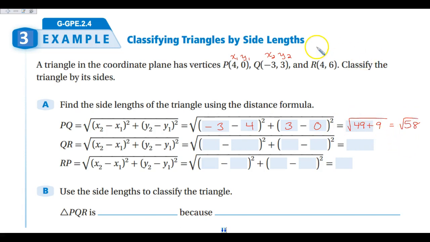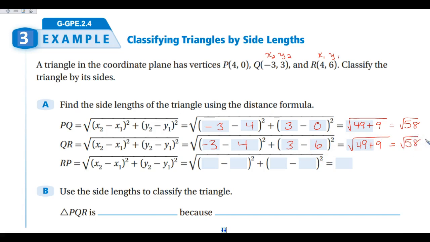All right, so let's look at QR. I'm going to go ahead and just leave Q as labeled x2, y2. It doesn't matter. And I'm just going to label R as x1, y1 now, since I'm looking at these two. So I'm going to do x2 minus x1, so I'm going to do -3 minus 4. And then my y2 is 3 minus my y1, which is 6. All right, so -3 minus 4 again is -7, and again -7 squared is 49. 3 minus 6 is -3. -3 squared is 9. So again, we have the square root of 58.